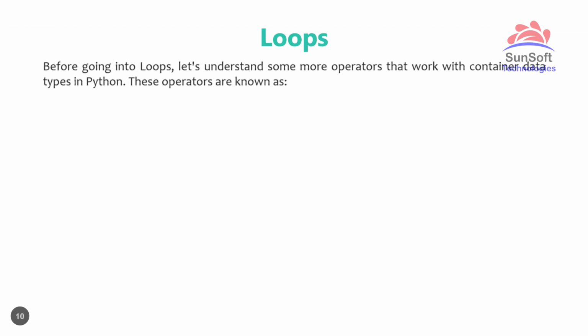Now let's first understand some operators before we go into loops, so that we can understand how those operators will be used in loops. Because these operators work with container data types in Python, and with while and for loops we might be using container data more than anything, let's understand these operators.